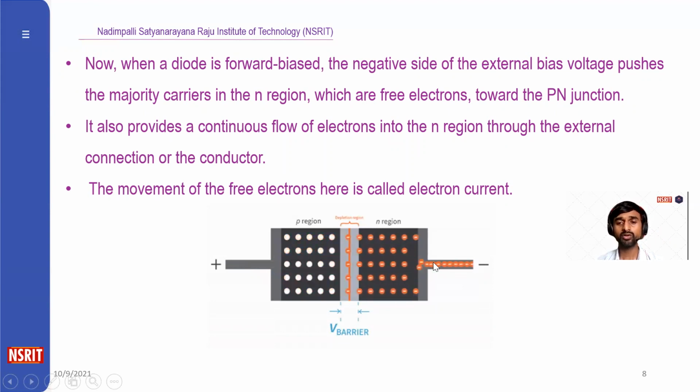Since electrons are moving from N region to P region, the movement of free electrons gives rise to a current called electron current. And similarly, holes move from P region to N region, and they give rise to a current called hole current. So the total current in a PN junction diode is the summation of electron current and hole current. So the total current in a forward biased PN junction diode is electron current plus hole current.